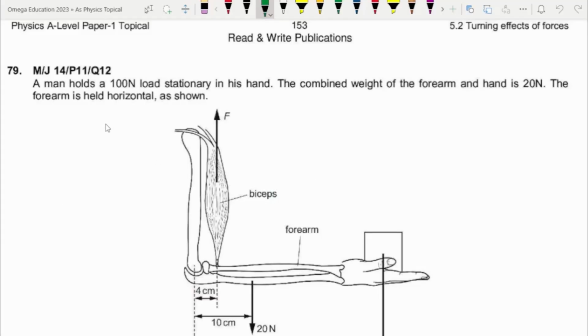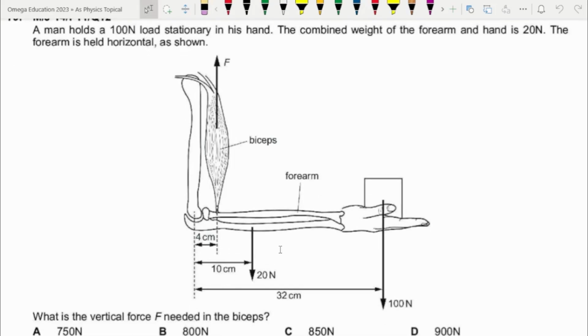So here we have the first one for today. Paper 1 questions of the topic moment of force. A man holds a 100 Newton load. Whatever the description is, we can already see in the diagram. So I refer to the diagram. And then the first part is, what is the vertical force F needed in the biceps?